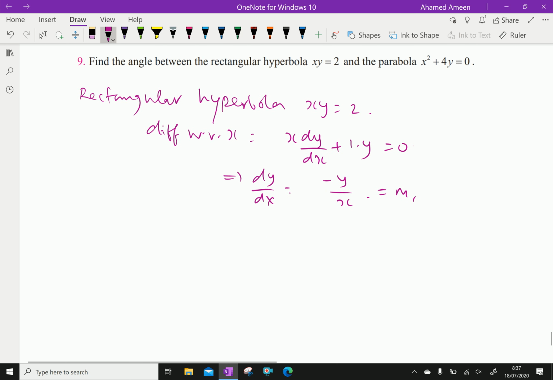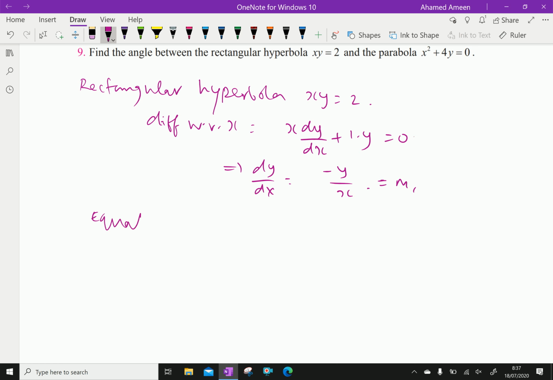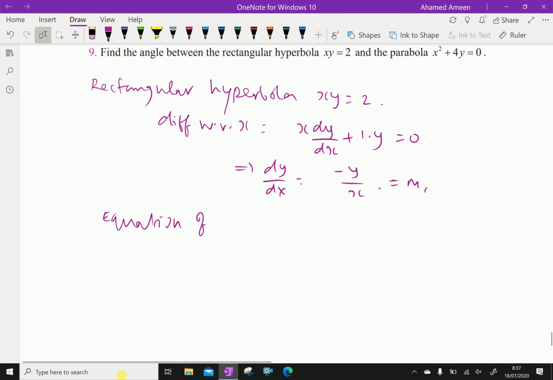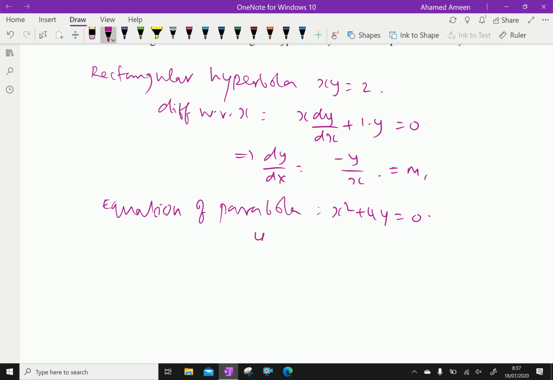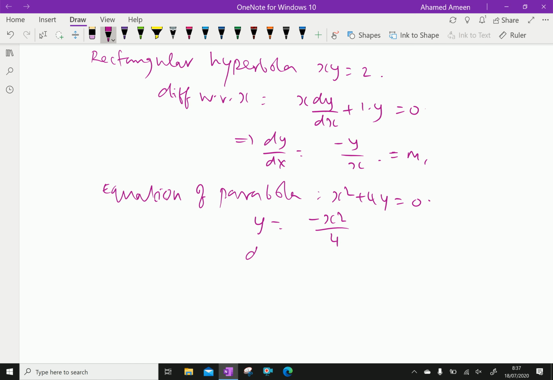Then the second equation, the equation of the parabola, x square plus 4y equals 0. From that, we can say y equal minus x square over 4. Therefore, by differentiating with respect to x, dy by dx equal minus 2x over 4, which is equal to minus x by 2. This is m2.